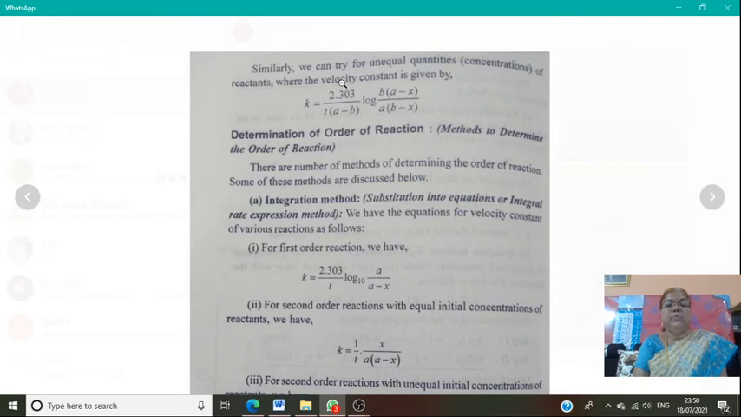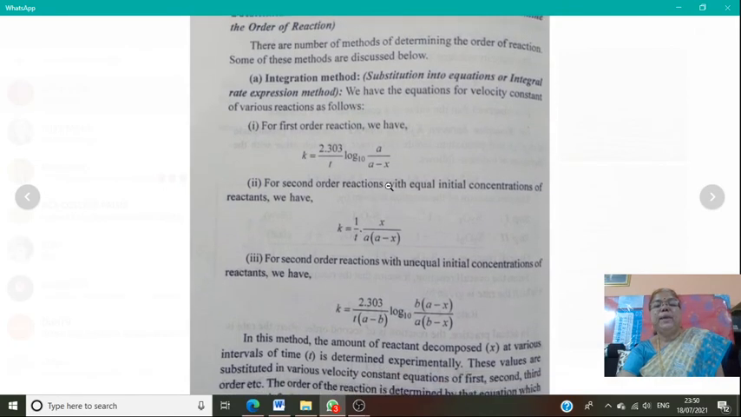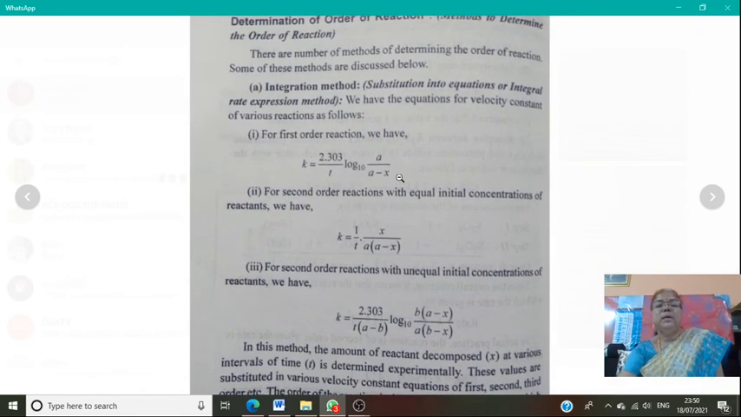For first order reaction, we have K = 2.303 upon t into log to the base 10 of a divided by (a − x). When in this equation we put the values of t, the values of a, the values of (a − x), we can find that all K values are constant. And when we use this formula, we can say that this reaction is of first order.